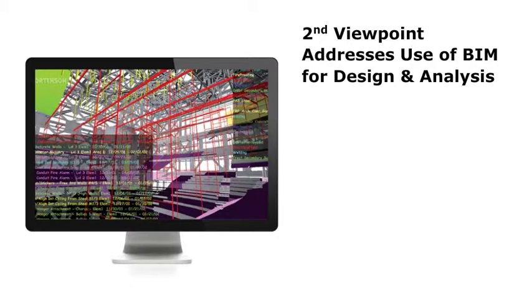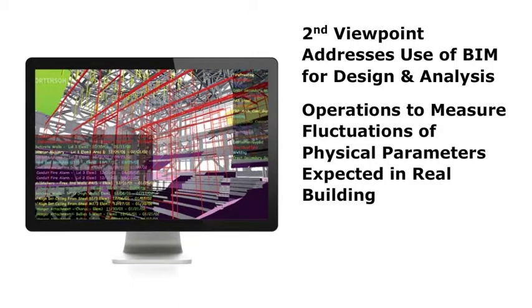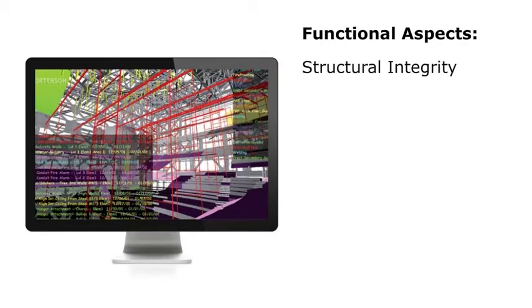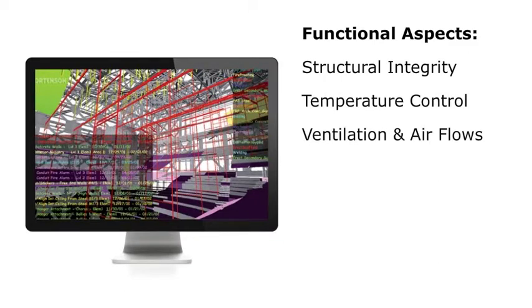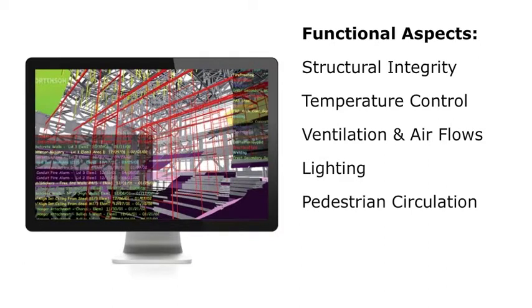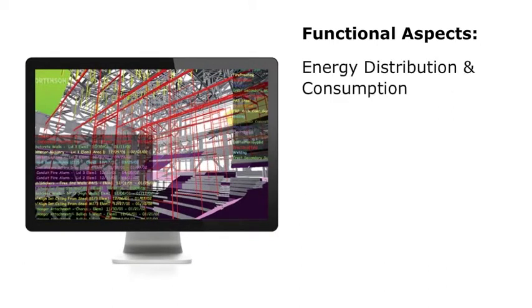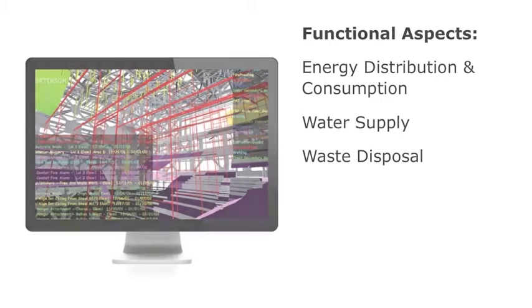A second viewpoint addresses the use of BIM for design and analysis of building systems. Analysis in this respect may be thought of as operations to measure the fluctuations of physical parameters that can be expected in the real building. Analysis covers many functional aspects of a building's performance, such as structural integrity, temperature control, ventilation and airflows, lighting, pedestrian circulation, acoustics, energy distribution and consumption, water supply and waste disposal, all under varied use or external loads.